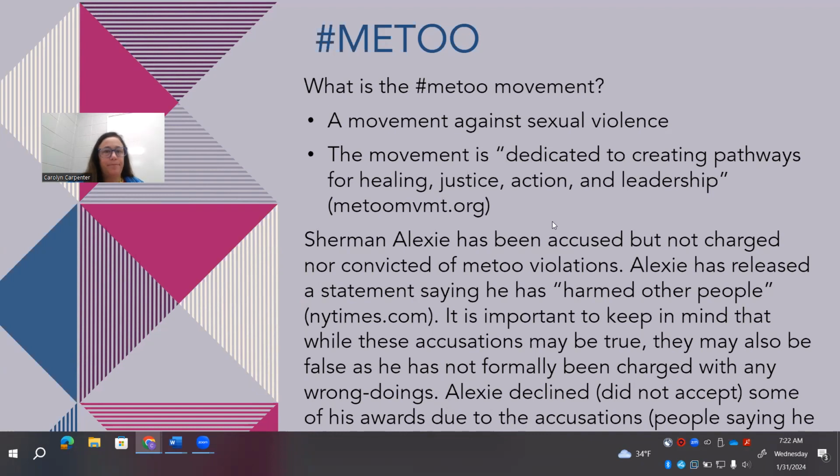Sherman Alexie has been accused but not charged nor convicted of Me Too violations. In other words, people have said, hey, Sherman Alexie has committed sexual violence against other people, but it's never been proven. People have not taken him to court over it. At least he hasn't been convicted or charged with anything like this so far. I'm not saying it's not true. I'm just saying that we need to keep in mind that just because someone says that you did something wrong doesn't necessarily mean that you did.